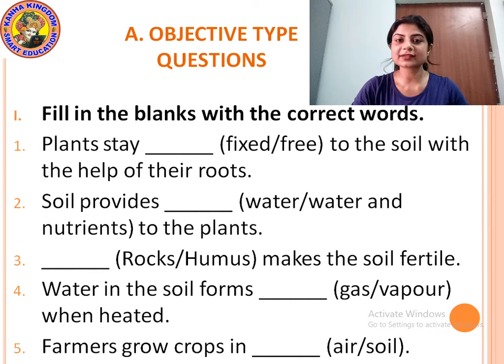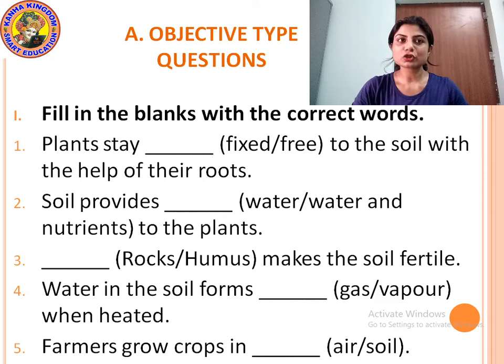There are two options given. You have to choose the correct one. Number 1. Plants stay dash, fixed or free, to the soil with the help of their roots. What will be the answer? The answer is fixed. F-I-X-E-D. Plants stay fixed to the soil with the help of their roots.